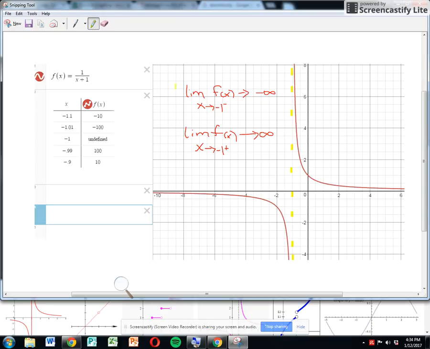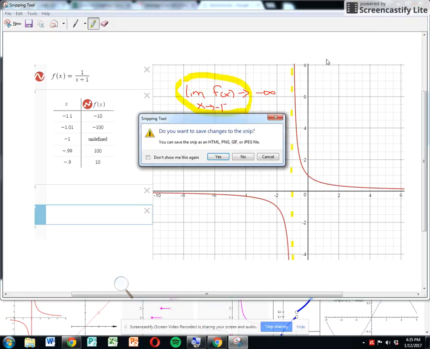Let's talk about this for a moment. As we approach negative 1 from the left-hand side, left-hand limit, then this guy here approaches negative infinity. It dives down to negative infinity. As we approach negative 1 from the right-hand side, it approaches positive infinity. The left hand and the right hand do not converge on one single number, therefore no limit exists. If no limit exists, we can't even talk about continuity. We definitely cannot draw this graph without lifting our pencil. This is not continuous. All right.